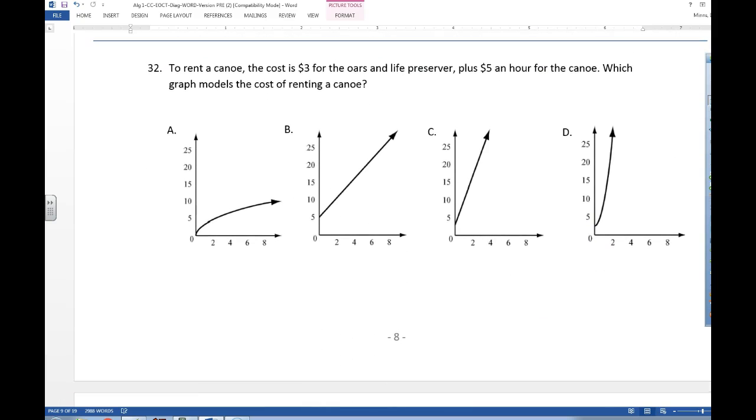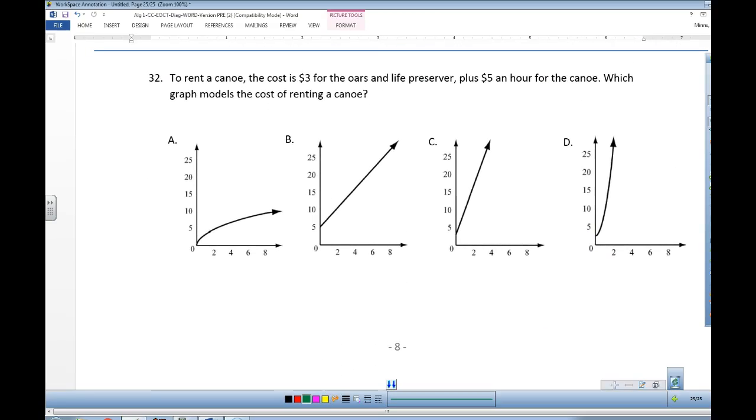Number 32, renting a canoe. To rent a canoe, the cost is $3 for the oars and the life preserver, plus $5 an hour for the canoe. Which graph models the cost of renting a canoe? Well, I got several kinds of functions here. This one, you've never seen a function like this. This is actually a log function. These two are straight lines, so they are linear and linear. This one, curves going up more steeply, that's an exponential.